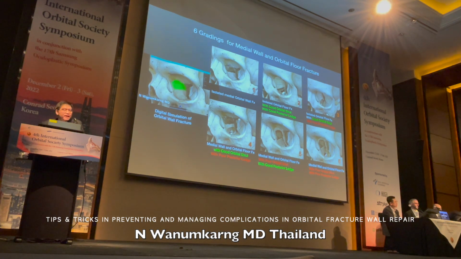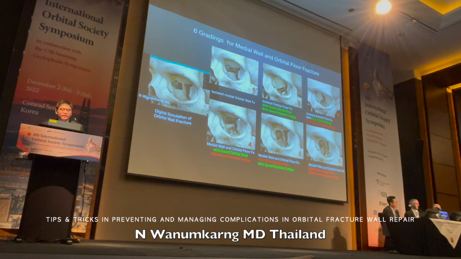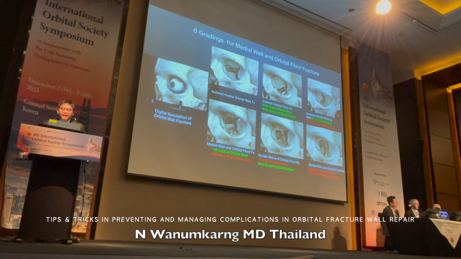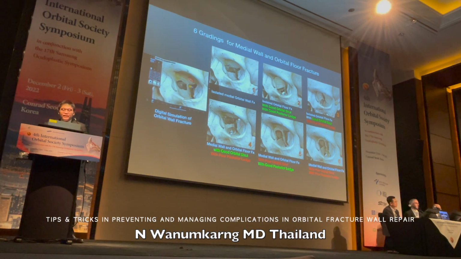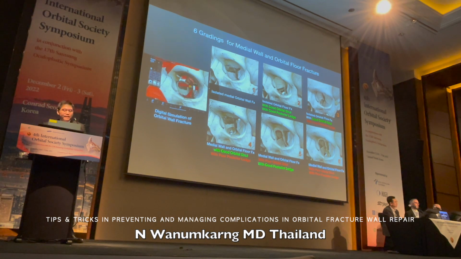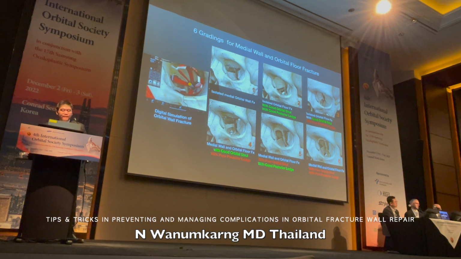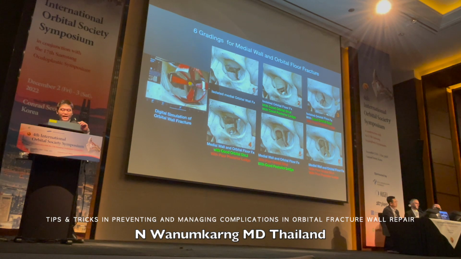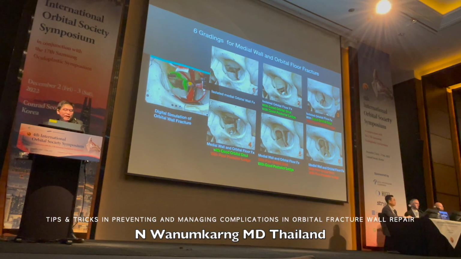For the six-grade grading that I use in my practice, it goes from easy to difficult. The first one is isolated medial wall fracture. The second one is isolated orbital floor fracture with good orbital strut and good posterior ledge. Grade 3 is an isolated orbital floor fracture with good orbital strut but poor posterior ledge. Grade 4 is a medial and floor fracture with good strut and poor posterior ledge. Grade 5 is a medial and floor fracture with poor orbital strut but good posterior ledge. And grade 6 is the worst grading. It's no support at all.